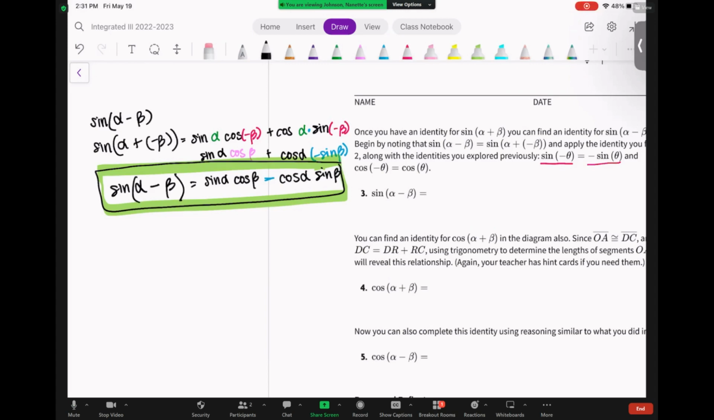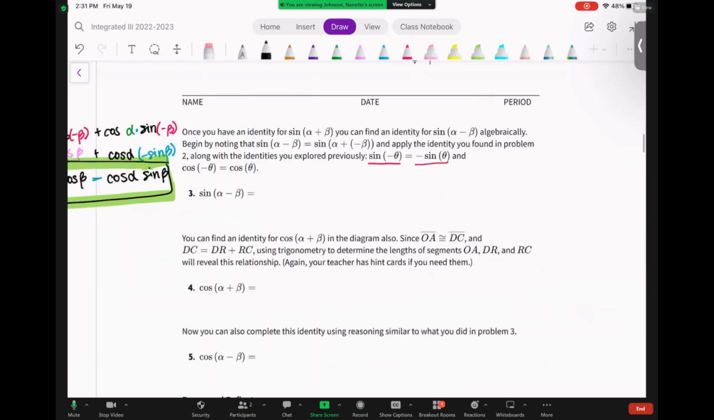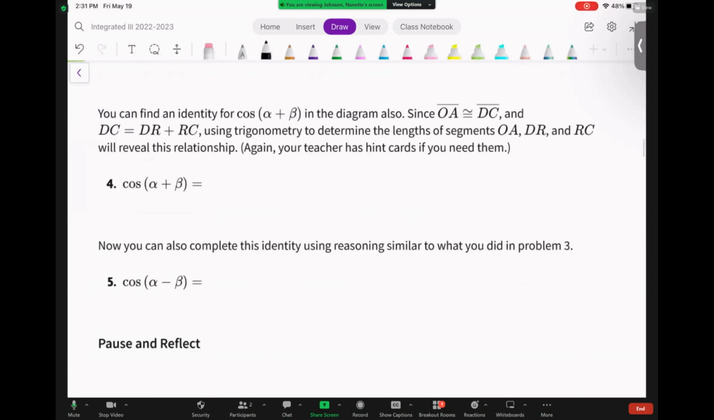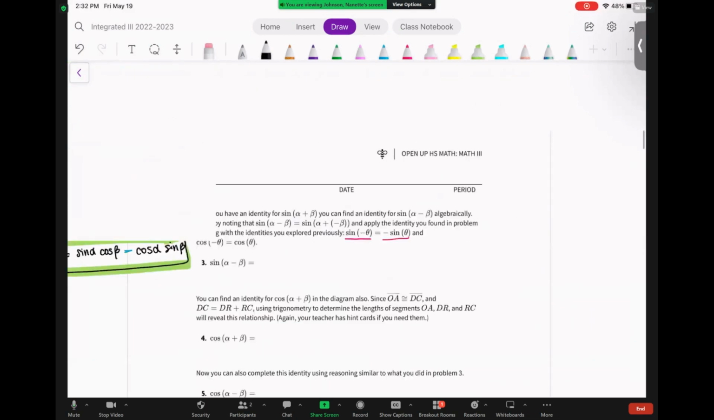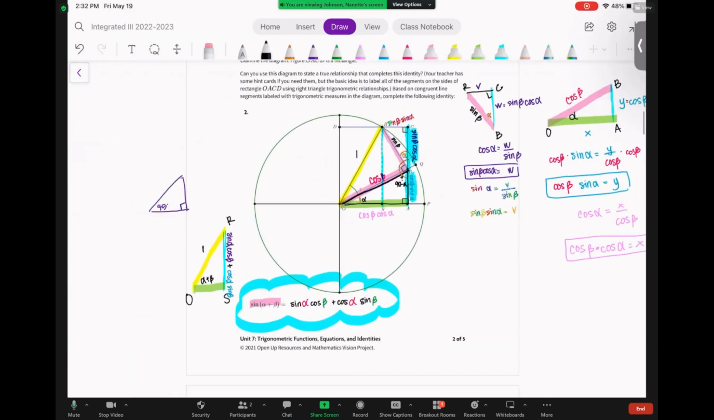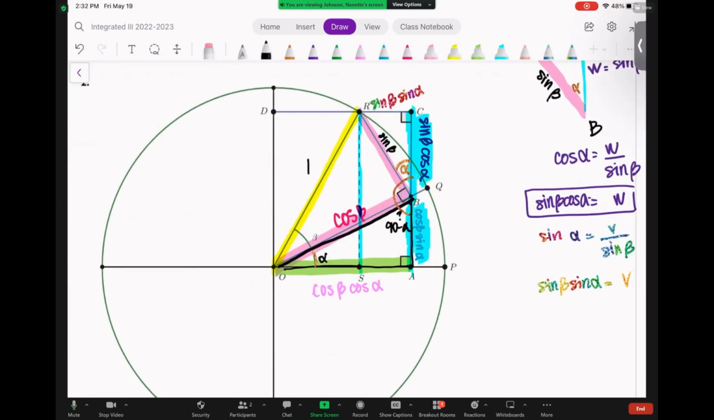Okay. So let's do this next one. It says you can find the identity of cosine alpha plus beta in the diagram also, since OA is congruent to DC. So let's look at that. OA is congruent to DC, right? That's congruent to that.